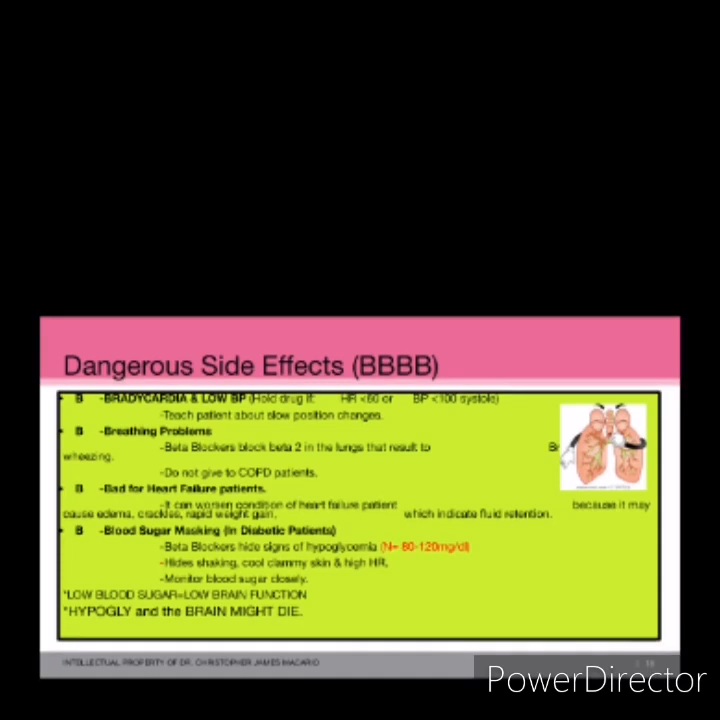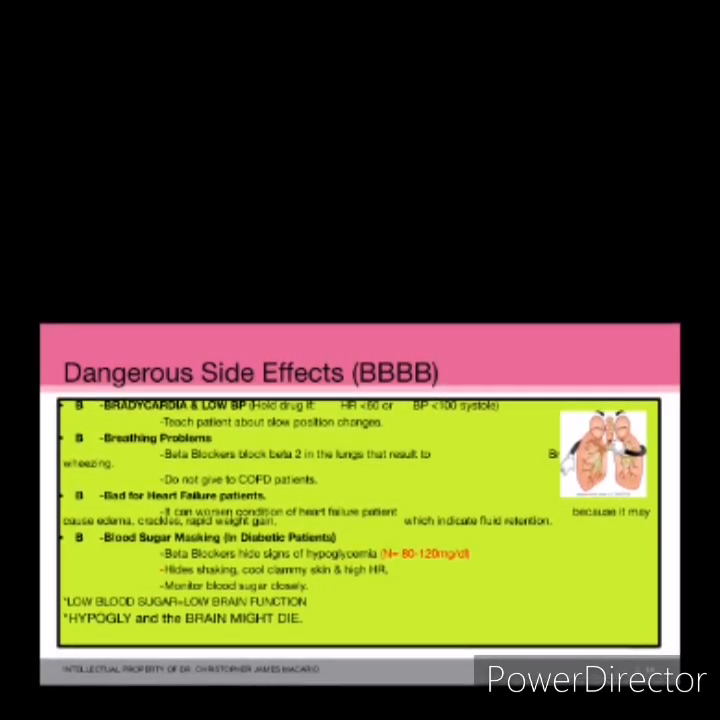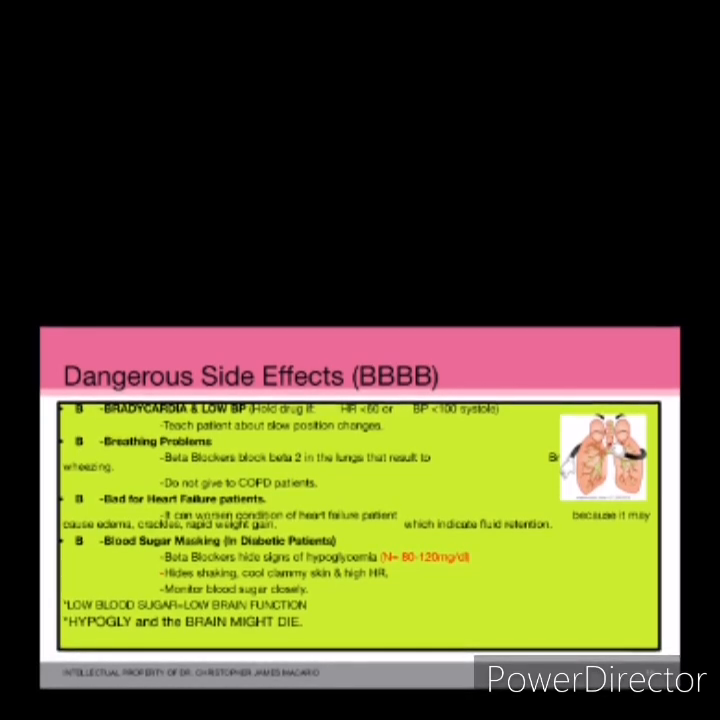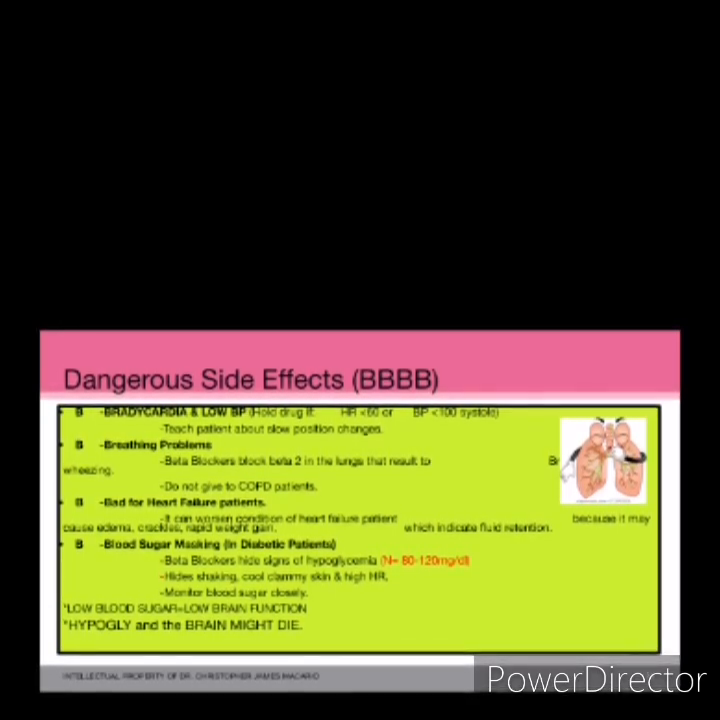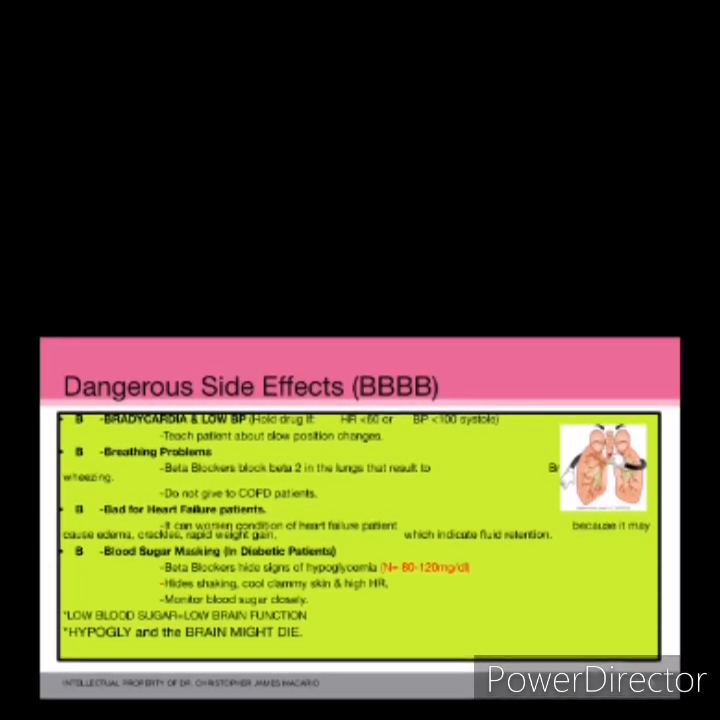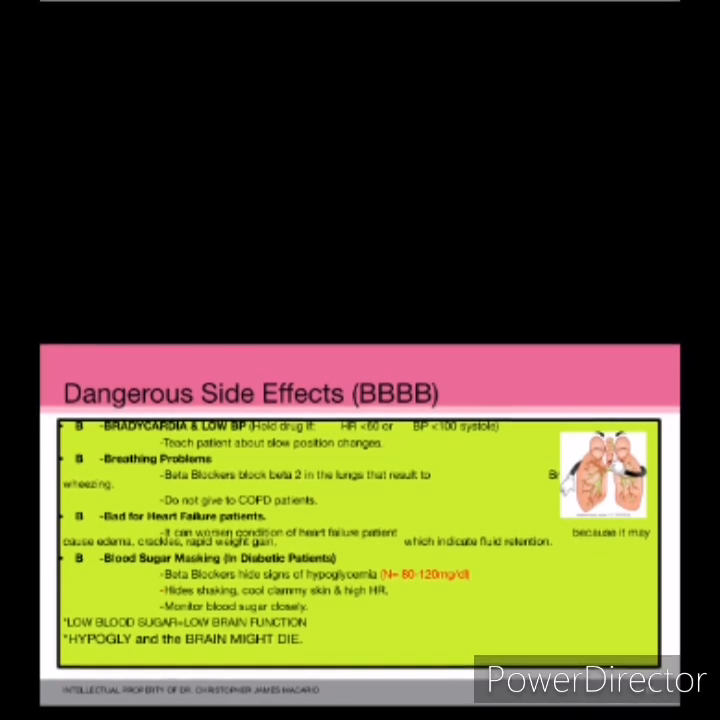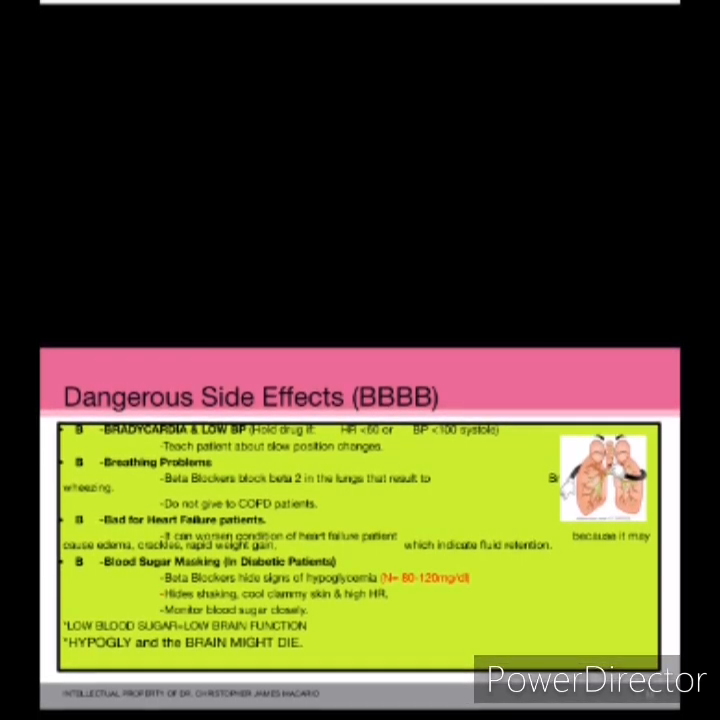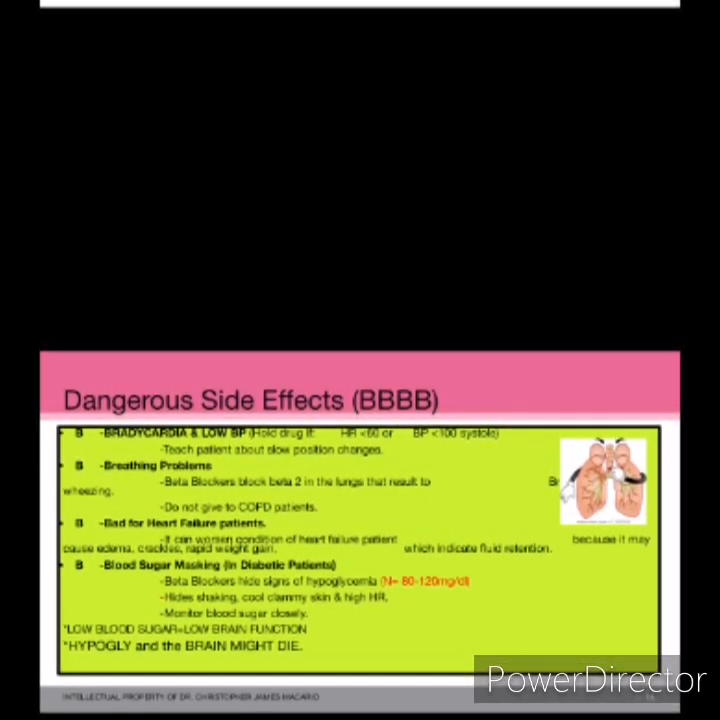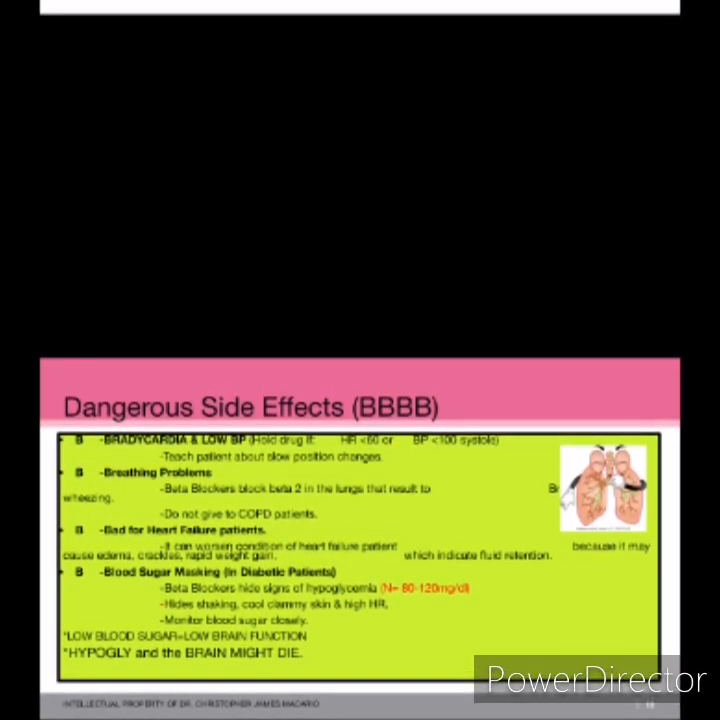Beta blockers hide signs of hypoglycemia. Now, yung sinasabi nating normal blood glucose natin is 80 to 120 milligrams per dL. In some books, yung range niya is 70 to 110. But for uniformity's sake, yung gamitin na lang natin is 80 to 120 milligrams.